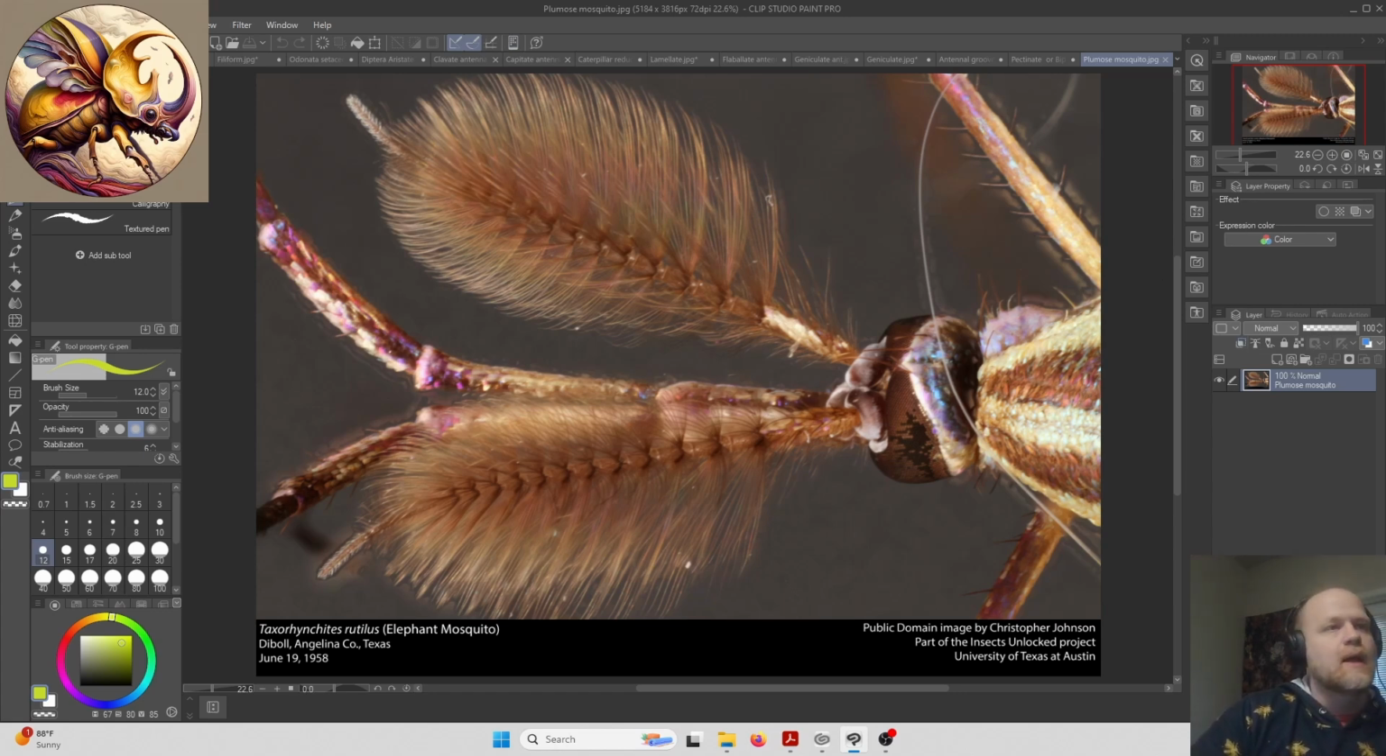Okay, so again, antennae are not super complicated, but there are a lot of variations. But because of all the variations, they're extremely useful in figuring out what sort of insect you're looking at at any given time.